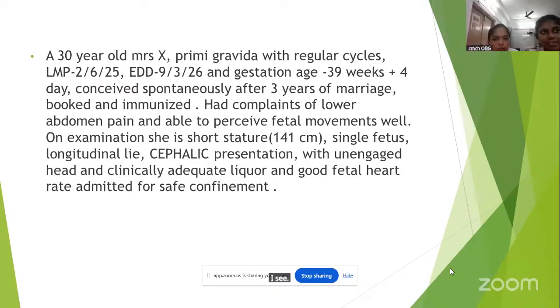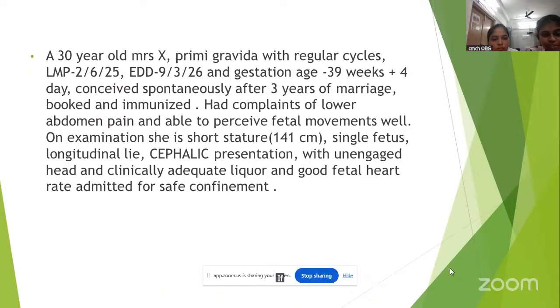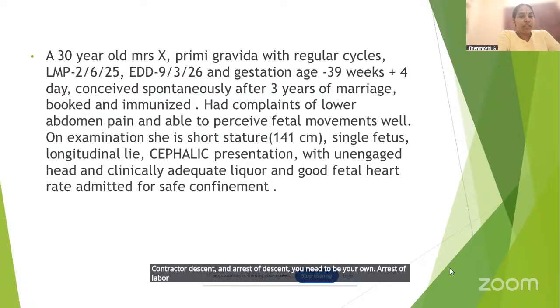Based on the descent of the head, ma'am, if the descent of the head is less than 1.5 centimeter in multigravida, and less than 1.2 centimeter in primary gravida, that is slow descent of the head, ma'am. If there is no descent of the head for more than that, it is protracted descent and arrest of descent. Arrest of labor versus dilatation, arrest of descent. That is the criteria for it.